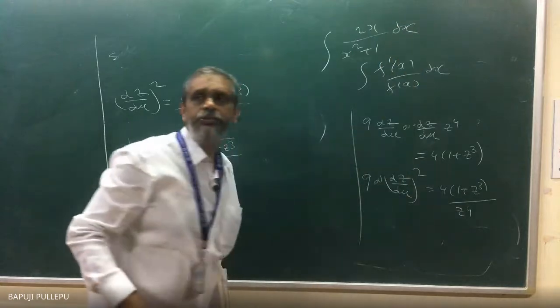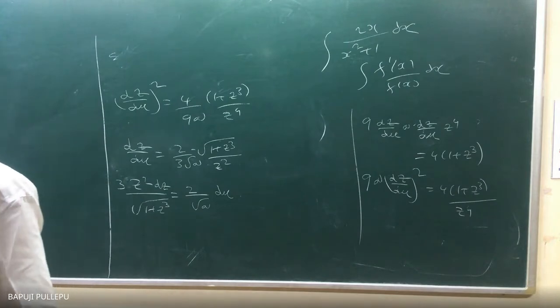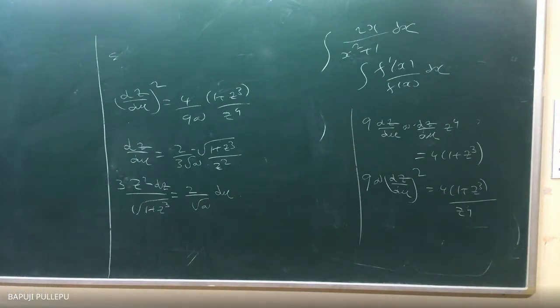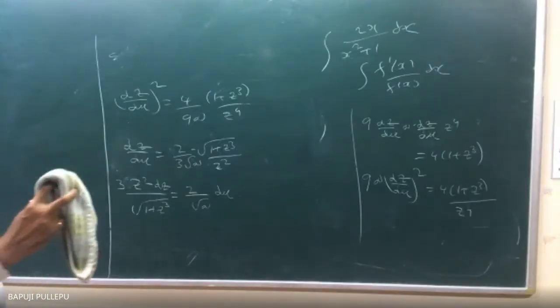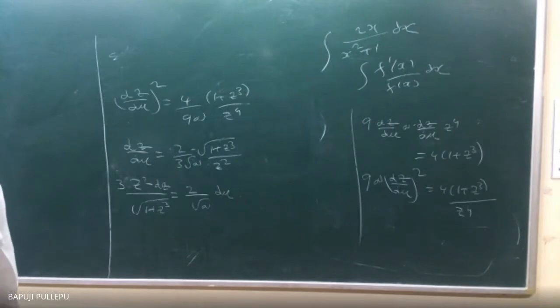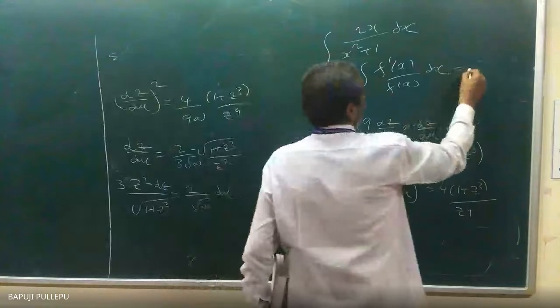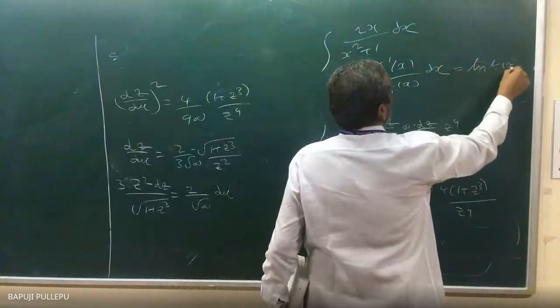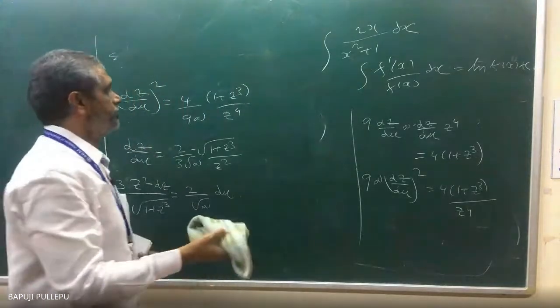If you want you can substitute x square plus 1 is equal to t, 2x dx is equal to dt, then dt by t gives log t. But you see it's f dash x by f of x. Directly you can get log f of x. Answer is what? Log f of x. Remember this formula is very, very important. If you want, you can note down. Integral f dash x by f of x dx equal to log f of x plus c.